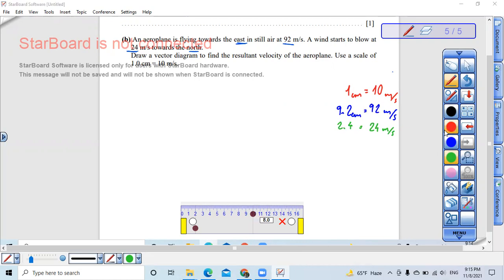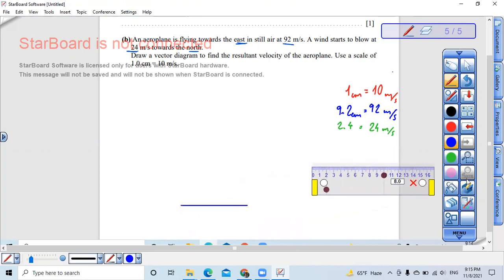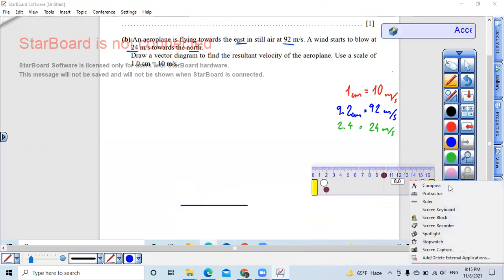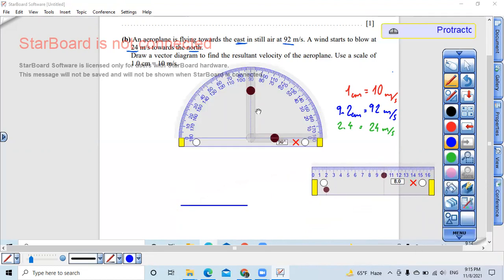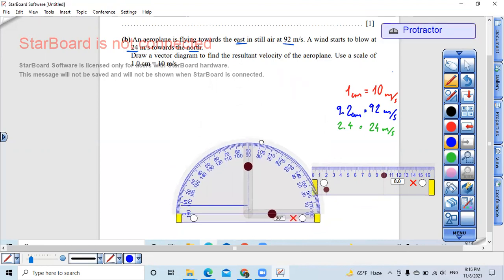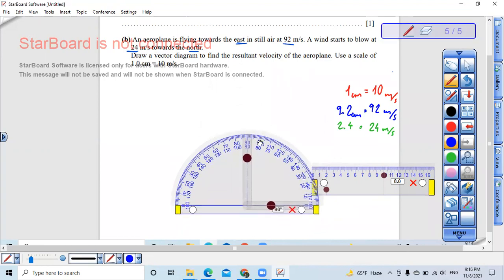So first of all, let's draw the first one with a blue line, starting from 0, okay? And to how much? To 9.2. So this is 9.2. Let me repeat this again, to 9.2 until here, exactly. Then what? I'll bring my protractor to make sure that I'm drawing a 90 degrees angle to this line. Okay, here, 90 degrees.